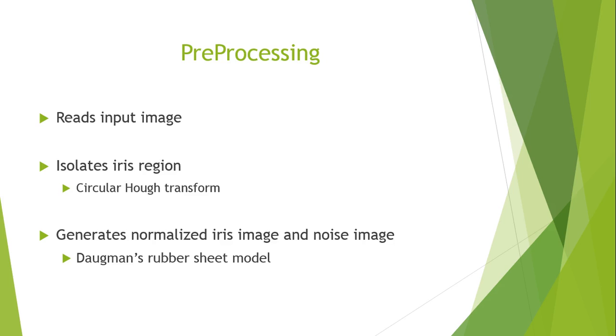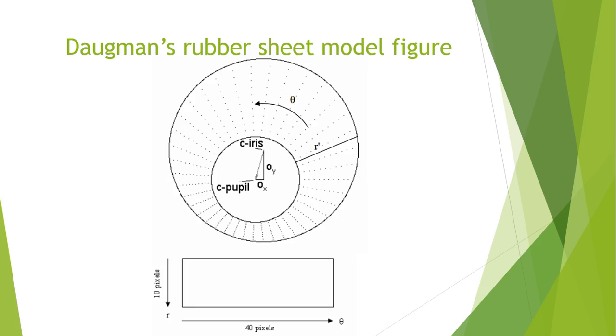The pre-processing module simply reads the input image and isolates the iris region. The iris region is basically formed by two concentric circles, the boundary between iris and pupil and between iris and sclera. Using the circular Hough transform, which is very efficient in calculating and extracting geometric shapes from images, we will be able to successfully extract the iris region. And once the iris region has been extracted, we generate a normalized image and the corresponding noise image using Daugman's rubber sheet model. Daugman's rubber sheet model works in this manner.